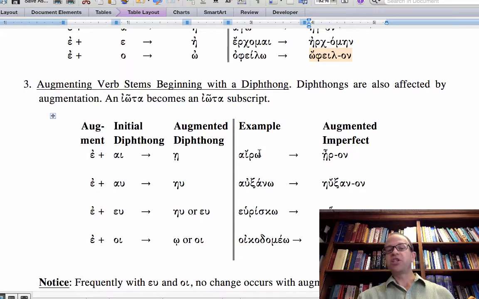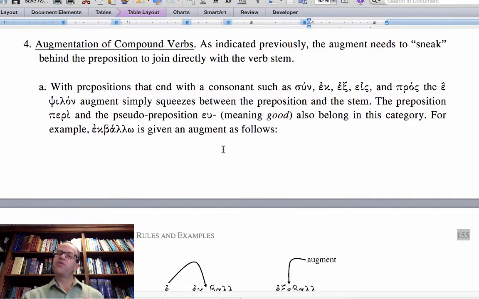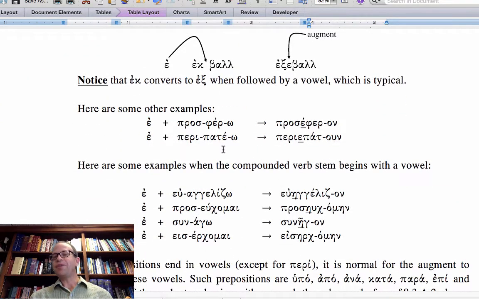Now there's also combination with diphthongs, and basically the same kind of rules apply. If the diphthong or monophthong has an alpha or an epsilon or an omega, there'll be a corresponding lengthening of that part of the monophthong or diphthong, and you can see the examples there. Now with compound verbs, that is verbs formed with prepositions, the augment is going to sneak behind the preposition to the front of the verb stem. Now what this effectively does is somewhat hide the augment.